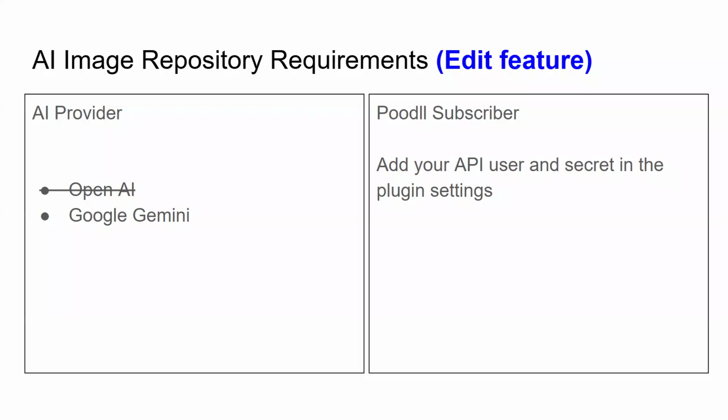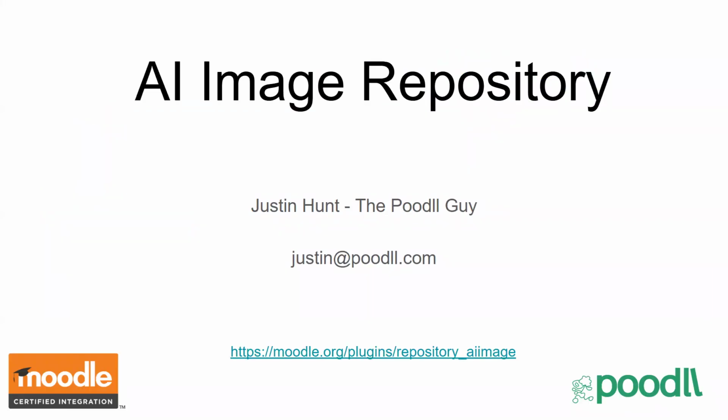One thing to note is that the ability to edit the images is only available on Google Gemini or the Poodle subscription option. OpenAI currently doesn't do that, not in our implementation anyway. Okay, and that's it. So if you're interested in trying the AI image repository, the URL is there, moodle.org plugins repository AI image. You can just search for AI image repository Moodle, and that will probably show up as well.